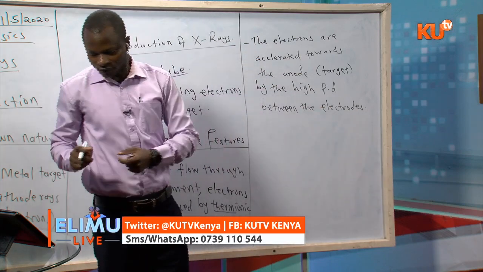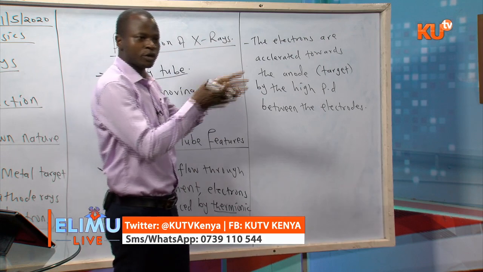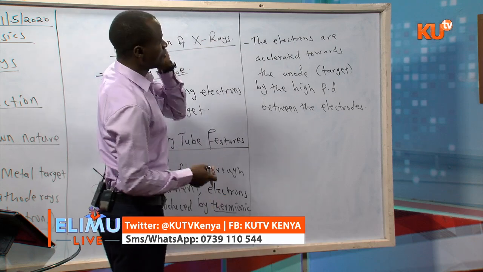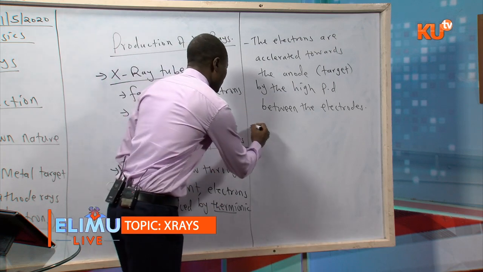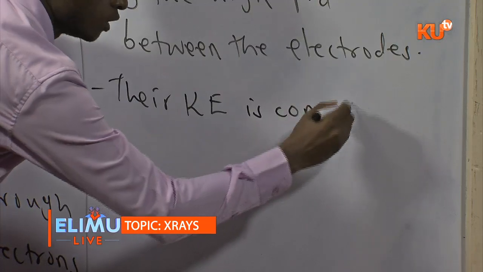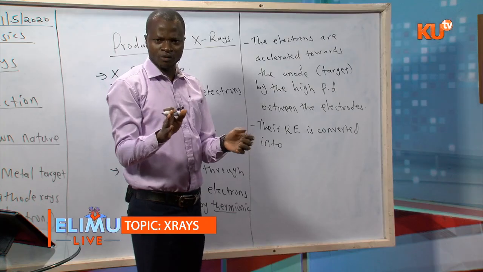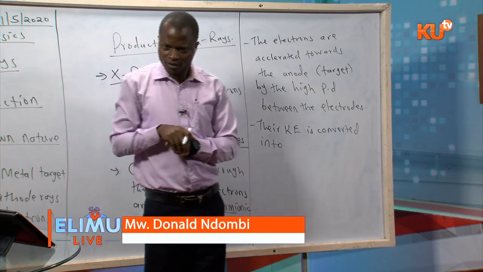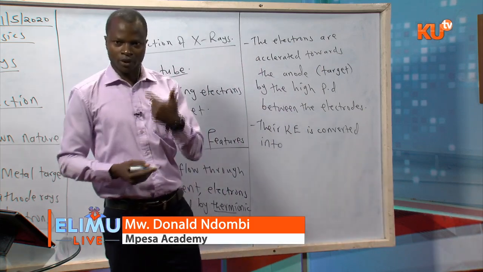Then what happens? Since the stream of electrons are in motion, they possess kinetic energy. So their kinetic energy is converted into other forms of energy. Remember, they are fast moving, so they have some kinetic energy. So their kinetic energy is converted into, now what do you expect? Electrons are fast moving and they are hitting a metal target continuously. That target becomes hot, right? Why? Because the kinetic energy is converted into heat energy.